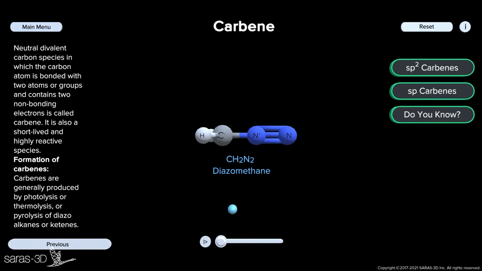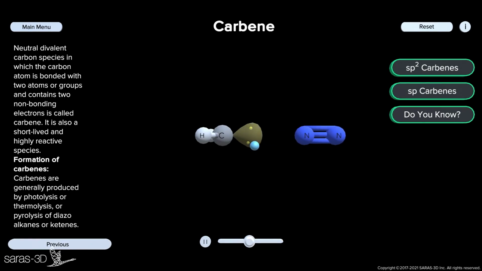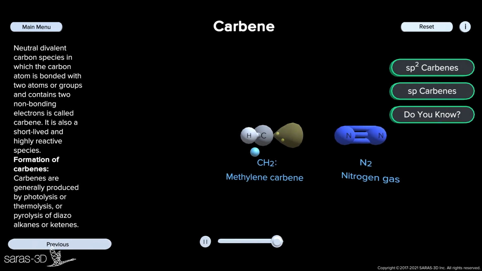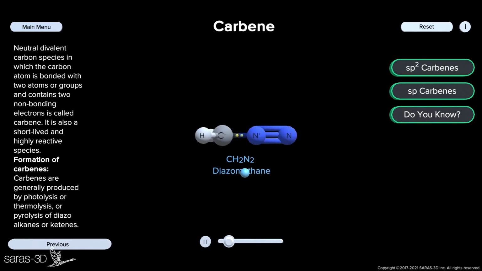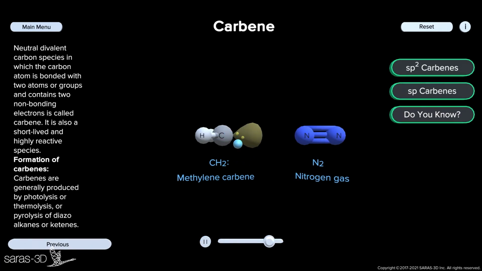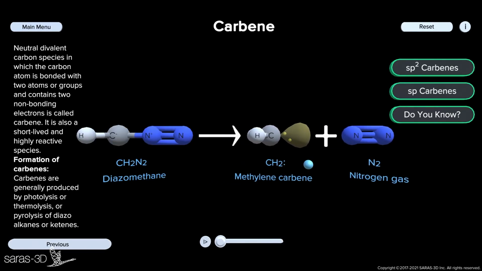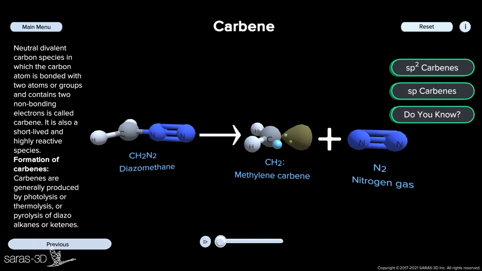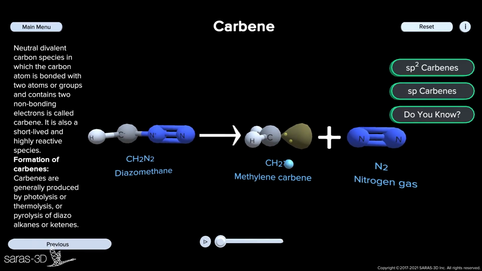Now, how are carbenes formed? They are basically formed by photolysis or thermolysis or pyrolysis of diazoalkanes or ketenes. We've got diazomethane, and what happens? So here we can see that diazomethane gives methylene carbene and nitrogen gas. So here we can see that this is the CH2 and then we have 2 unshared valence electrons, okay? So this is the carbene.